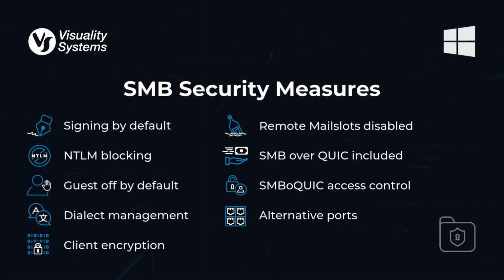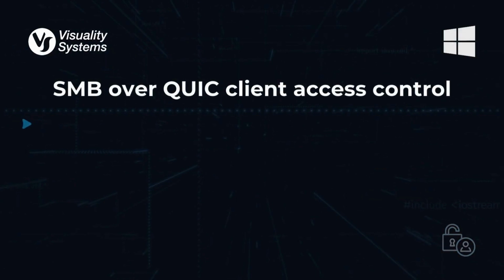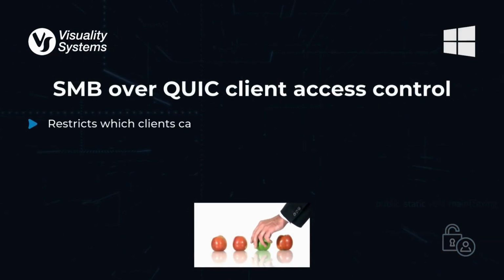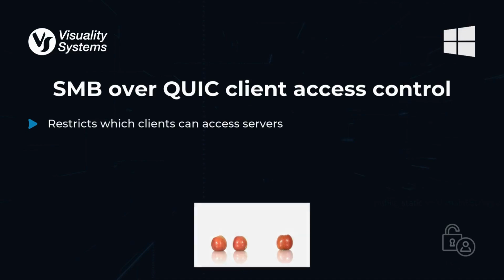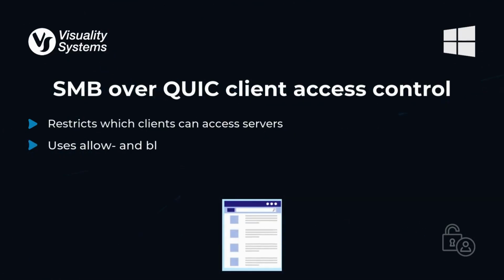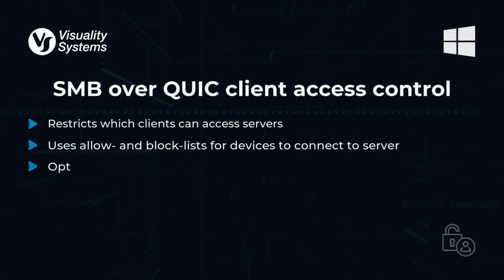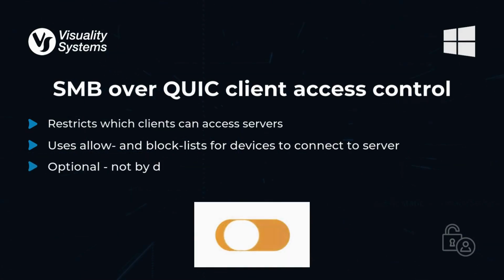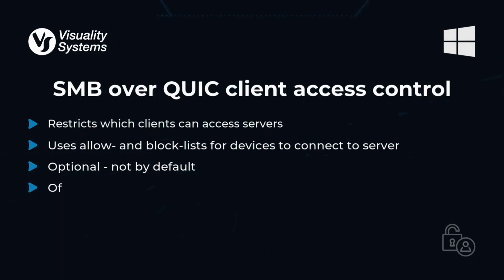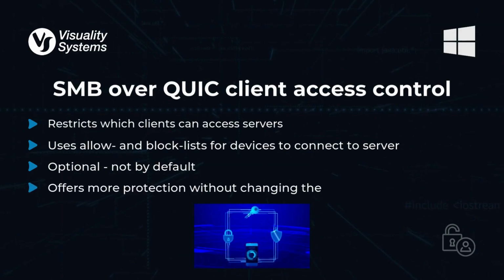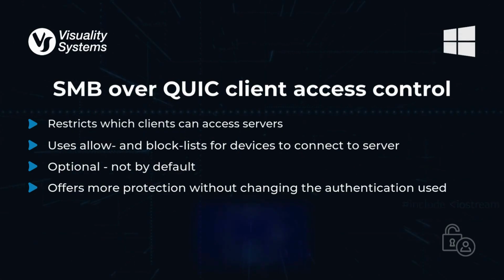QUIC is fast and secure, but who's allowed to connect matters just as much. Let's explore client access control for SMB over QUIC, a feature that restricts which clients can connect to an SMB over QUIC server. Client access control uses allow and block lists to specify which devices are permitted or denied access. This feature is optional and not enabled by default, but when configured, it provides an additional layer of protection without altering the authentication method in use.